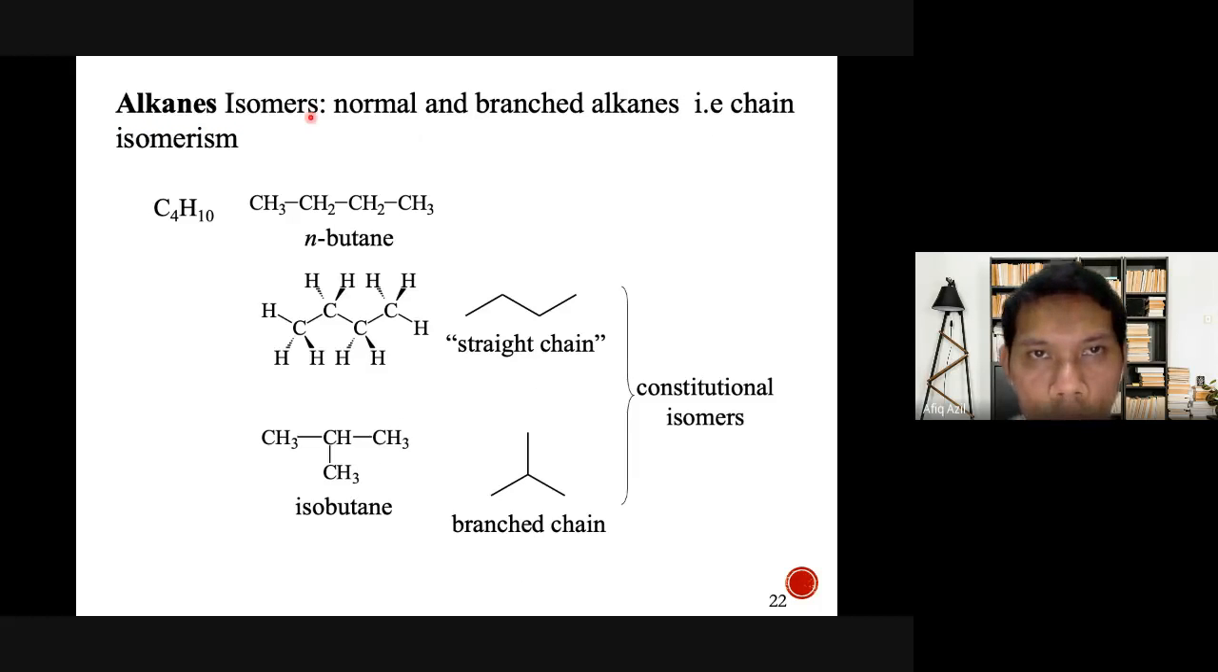So alkane isomers, okay, are divided into normal and branched alkanes, meaning chain isomerism. For example, if you have the chemical formula C4H10, so 4 carbon with 10 hydrogen, it can be arranged in a way that all of the carbon are positioned in a straight chain. You have C, C, C, and C. Okay, so all of these carbon are in one straight chain like this: C, C, C, and C.